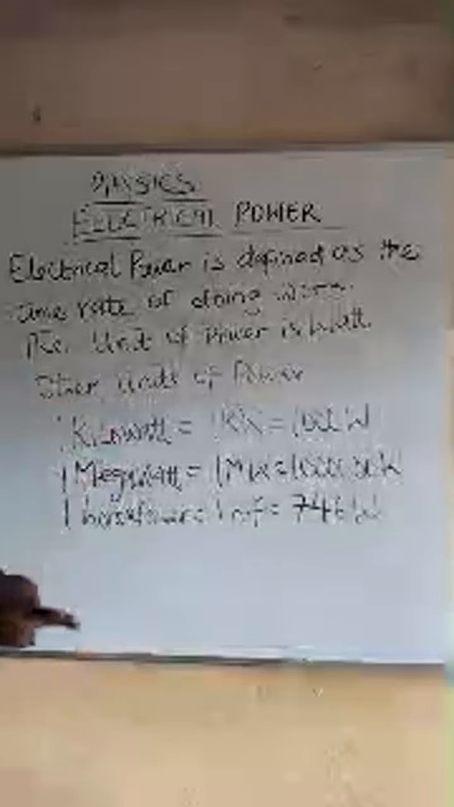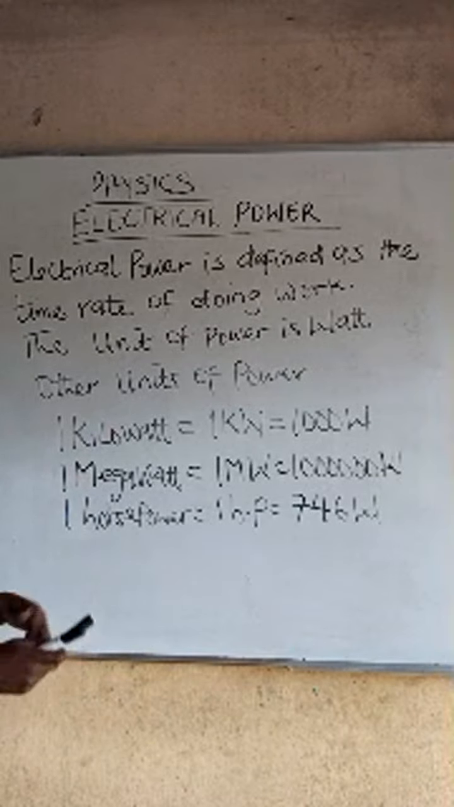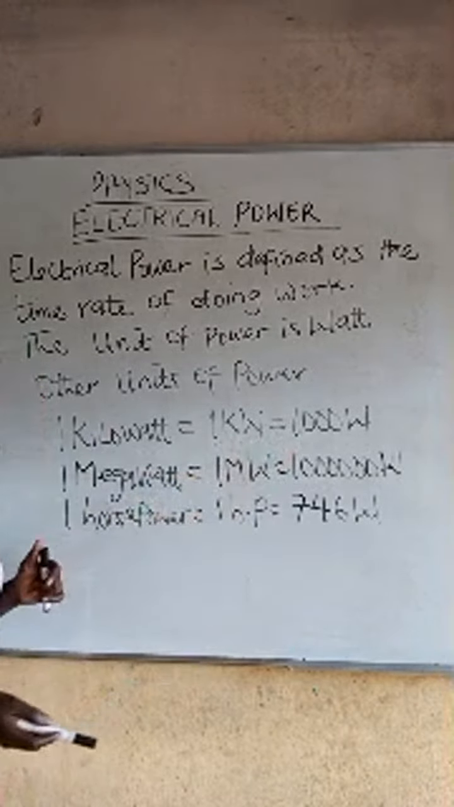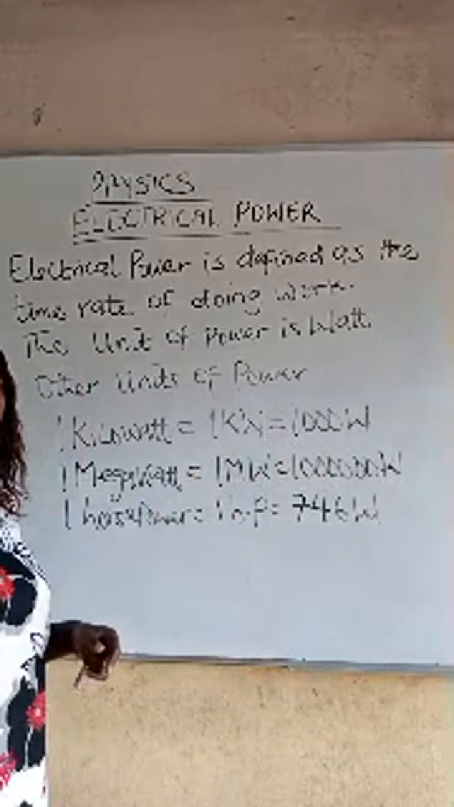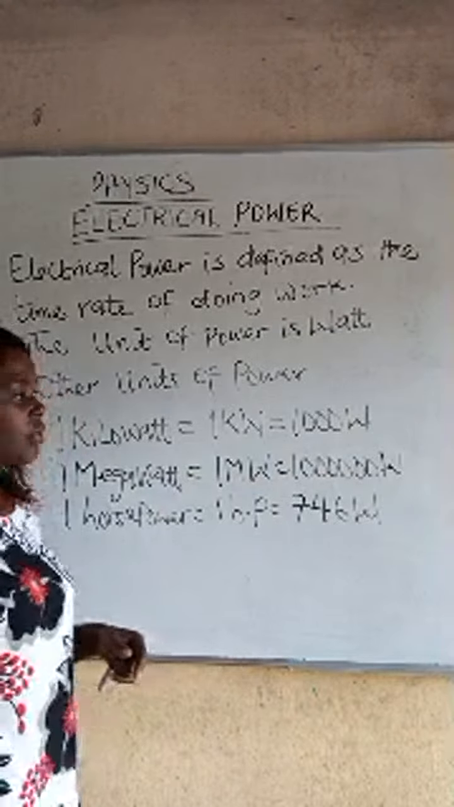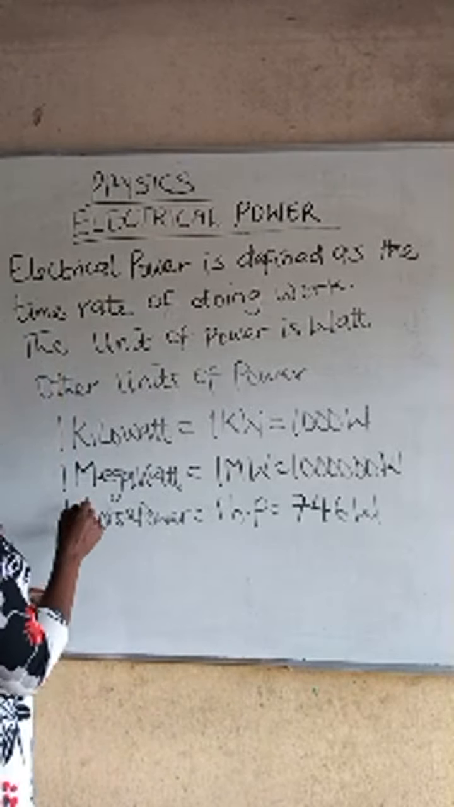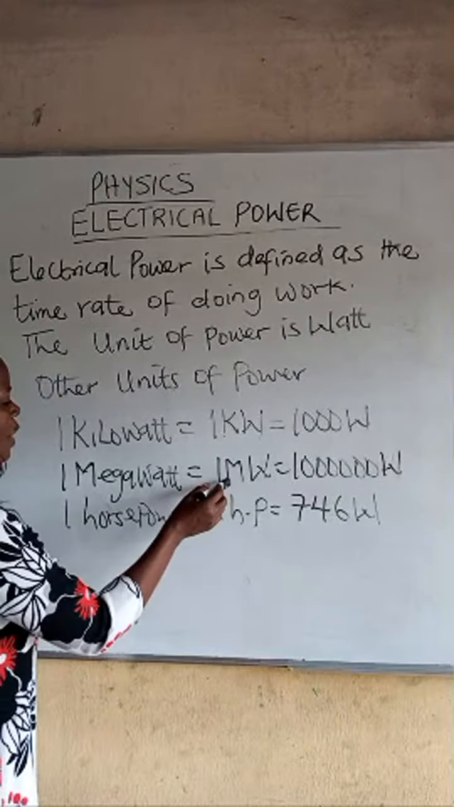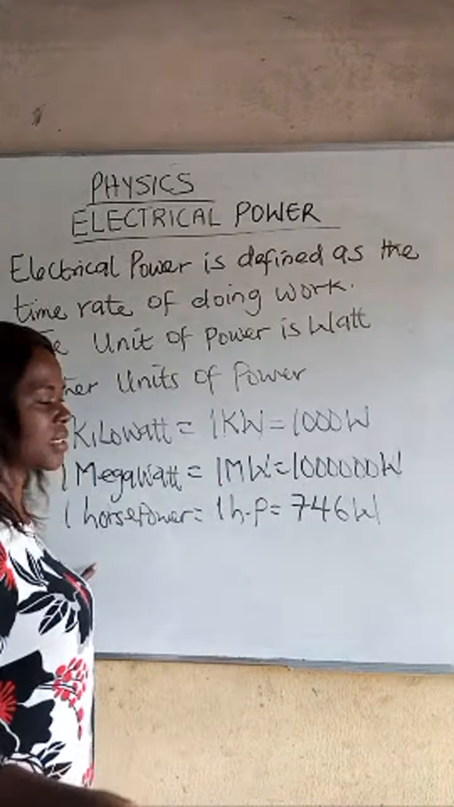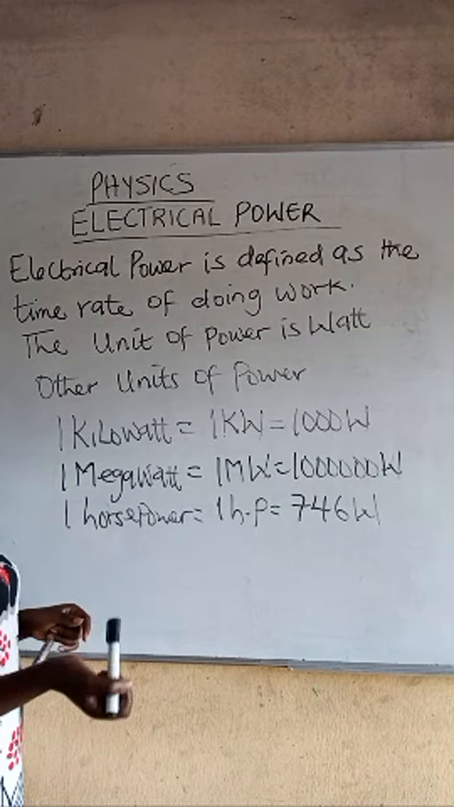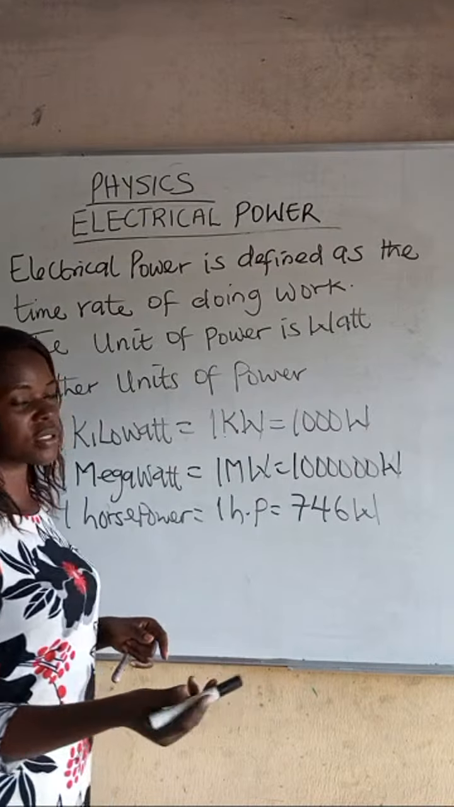But we have other units of power. 1 kilowatt is equal to 1 kW. K means kilo, and kilo means 1,000. So in case you are given, for example, 3 kW, that means I'm going to remove the K by multiplying by 1,000. Then 1 megawatt, with capital M, is equivalent to 1 million watts. Also, we have 1 horsepower, that is 1 HP, which is equivalent to 746 watts.